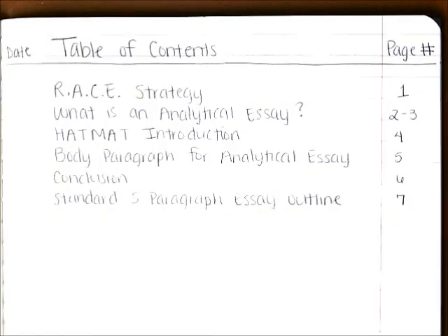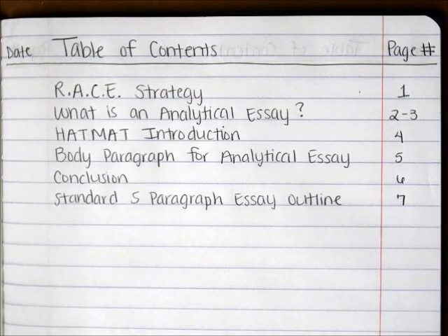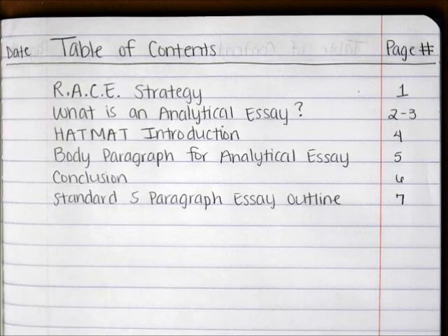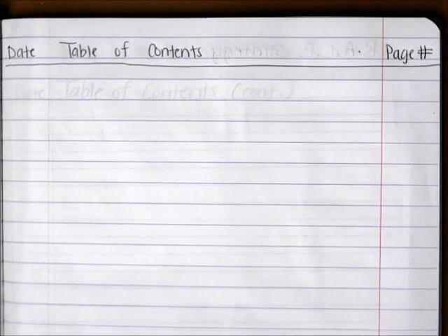So I'm going to open up to my table of contents. So there it goes, it focused. So you should already have your RACE strategy in your table of contents. Then you're going to be adding what is an analytical essay, HATMAT introduction, body paragraph for analytical essay, conclusion, standard 5 paragraph essay outline, and you should already have that written in on page 7. If you want, you can pause the video and go ahead and write this in really quick so you already have it. So now I'm going to go ahead and turn.